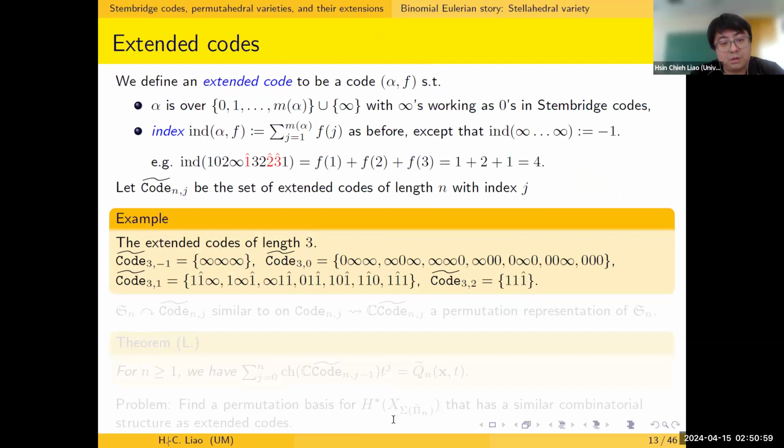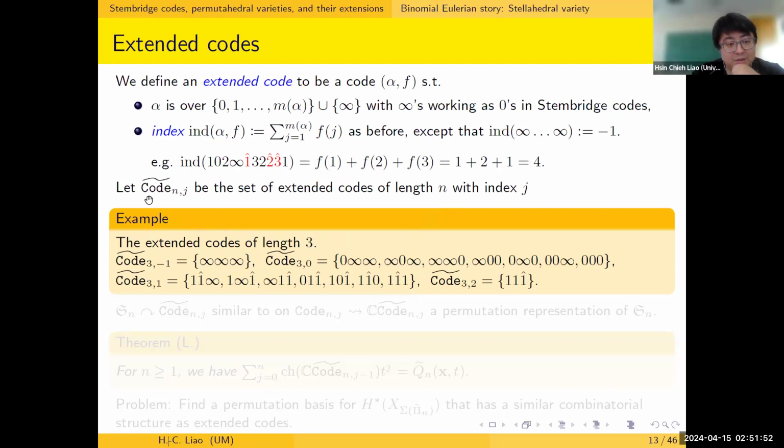And now similarly, we define the extended codes, which is just a code α with f, where α is still a sequence of non-negative integers, but now besides the integers you will have some infinity inside, working just like the zeros in the Stanley code. So there's basically no restriction on infinities. And the index of an extended code is still defined as before for the code, so infinity doesn't affect it, except that we define the index of the 0-infinity code to be -1. Yeah, this is an example. This index is still the sum of these f values, so infinity doesn't affect.